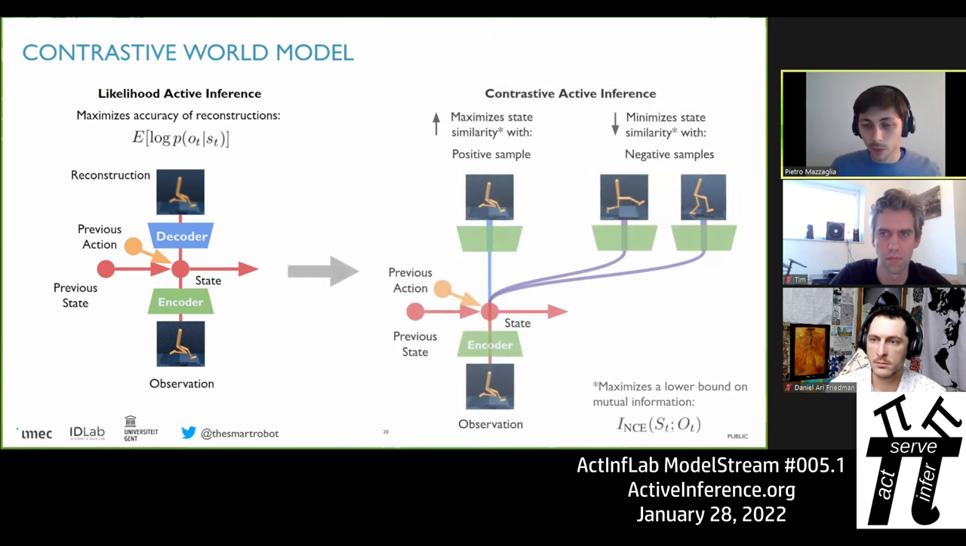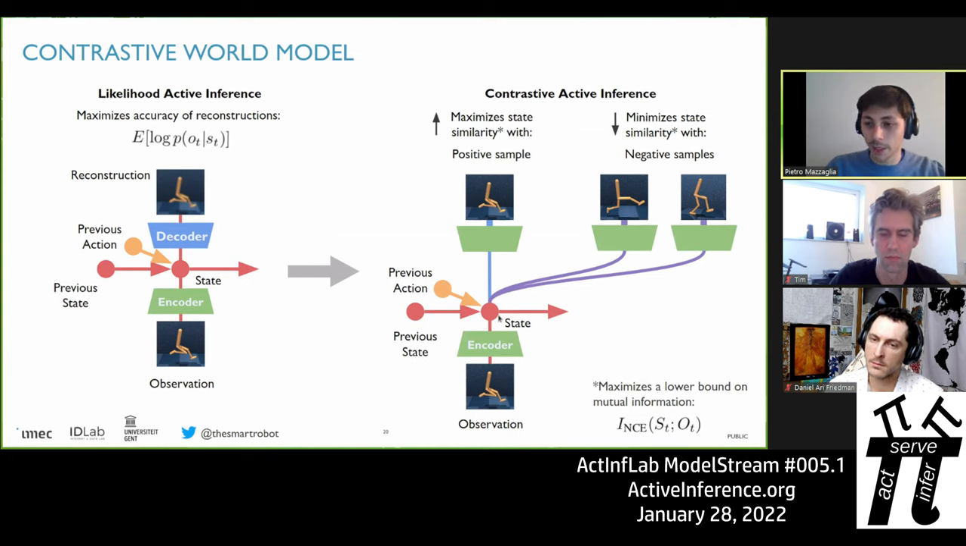In contrastive learning, in contrastive active inference, we do something different. Instead of trying to reconstruct the current observation, we try to compress this observation with the encoder and compare it to many other samples that represent something different. So that in the latent space, or in this compressed space, we want our state and the compressed image to be very close, while our state should be very distant from all the other images.